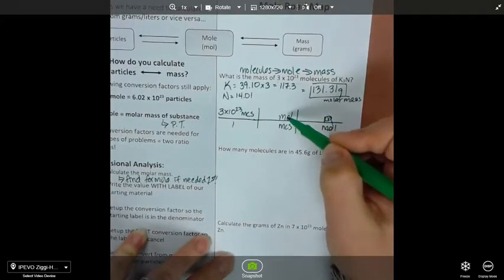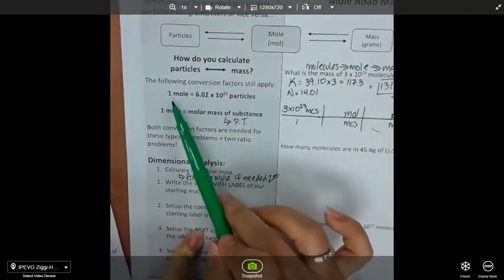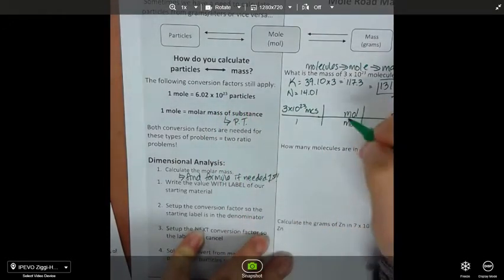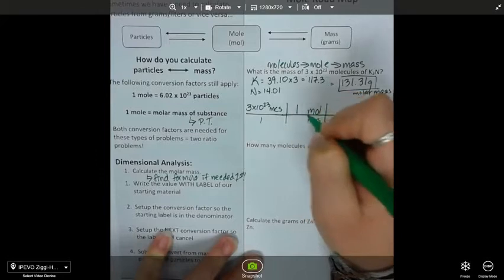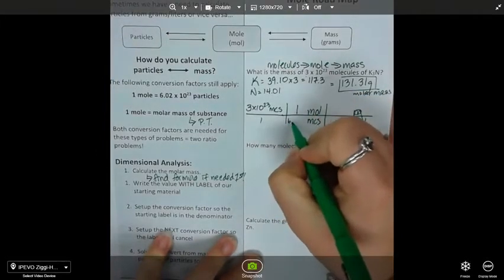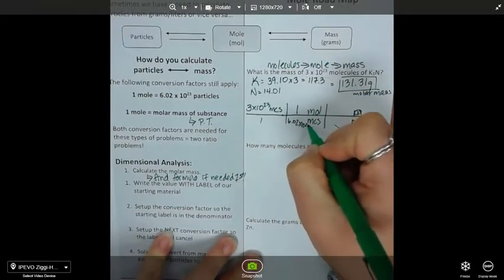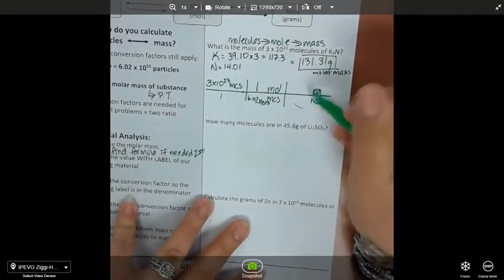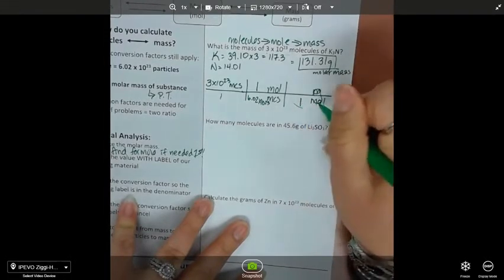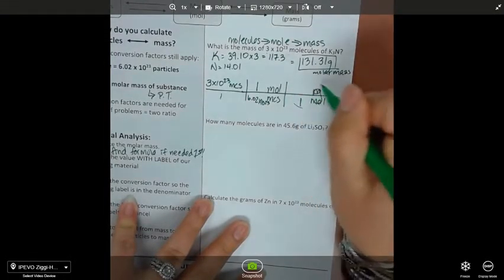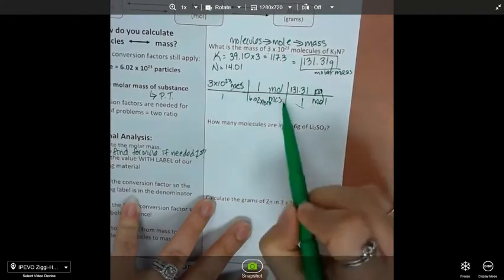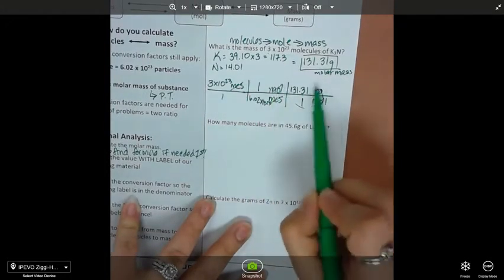So what's the relationship between moles and molecules? Well, if you look here, 1 mole equals 6.02 times 10 to the 23rd particles, molecules, atoms, whatever. So the numbers are still the same. 1 always goes next to mole, and 6.02 times 10 to the 23rd is going to go next to molecule. Over here, we still agree that 1 always goes next to mole, and since this is mass in grams, we're going to use our molar mass here, which is 131.31. Now molecules is canceled, moles is canceled, we're left with grams.